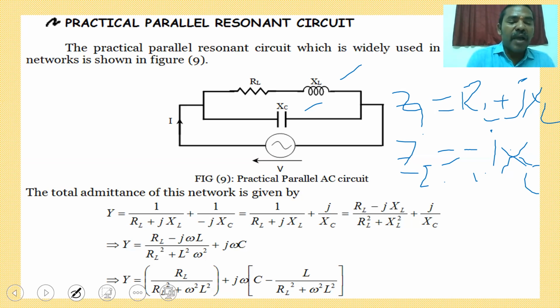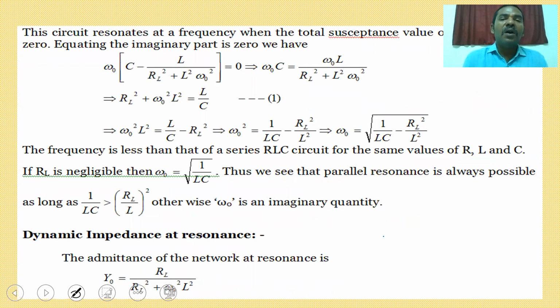So then RL by RL square plus omega square L square is the real part. And the imaginary part is J times of omega into C minus L divided by RL square plus omega square into L square. So according to the resonance condition, net reactance value is equal to 0. So if you substitute net reactance value equal to 0, omega naught into C minus 1 by RL square plus L square omega naught square is equal to 0.